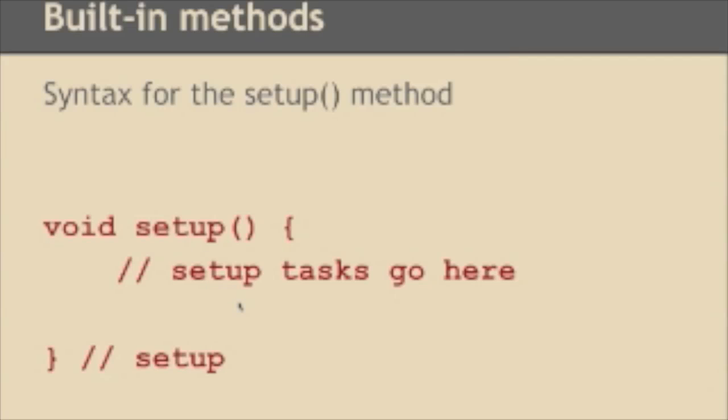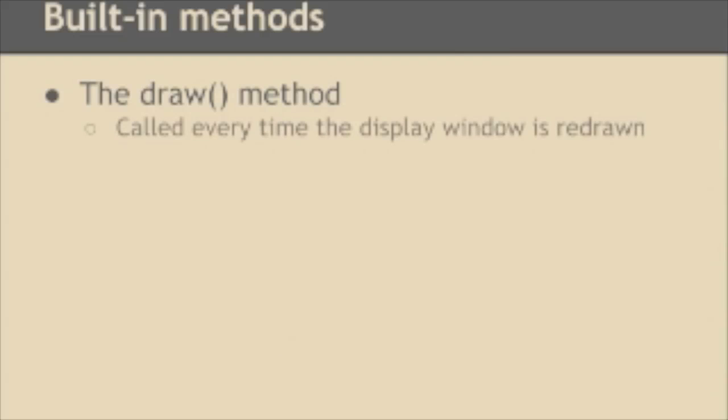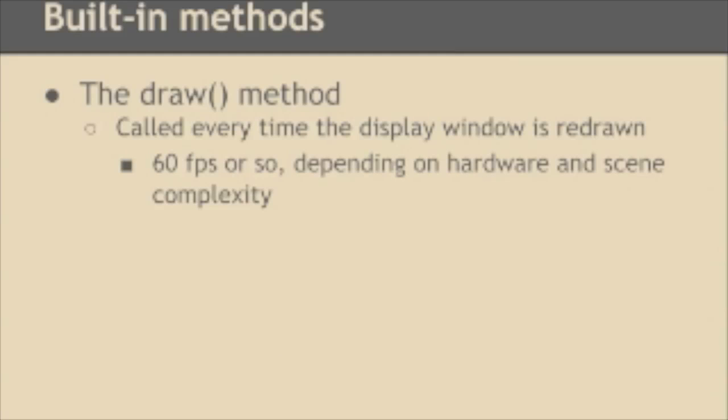Another method that we'll use, and if we write a setup, we'll have to write this next method, is the draw method. Okay, and this is what's actually responsible for drawing the contents of the display window. So every time the display window is redrawn, that method is called. And that happens on the order of 60 times per second. FPS means frames per second, depending on the hardware and the complexity of what it is that you're drawing. Okay, so it happens a lot. But every time the screen needs to be repainted, the draw method is what's called.